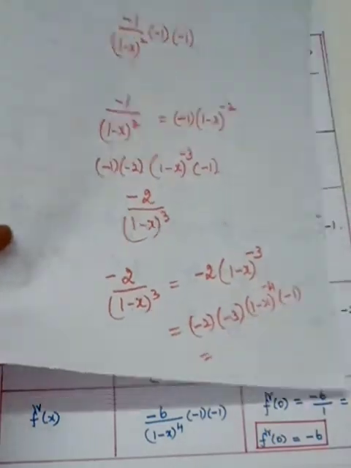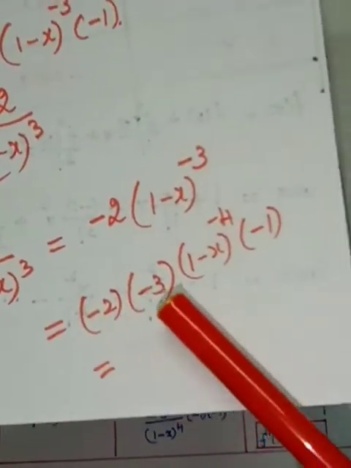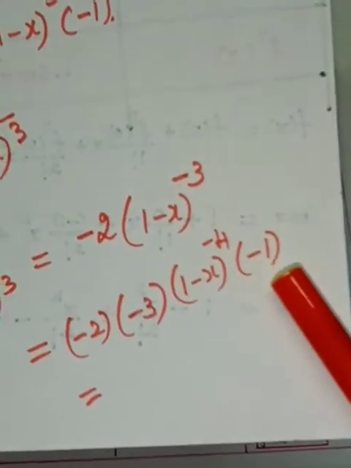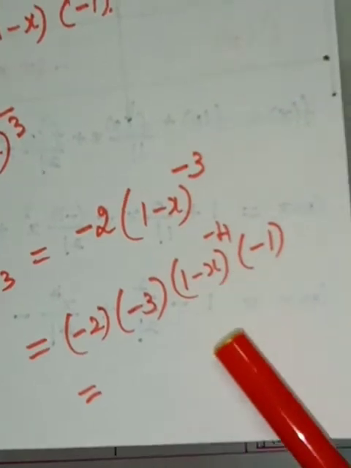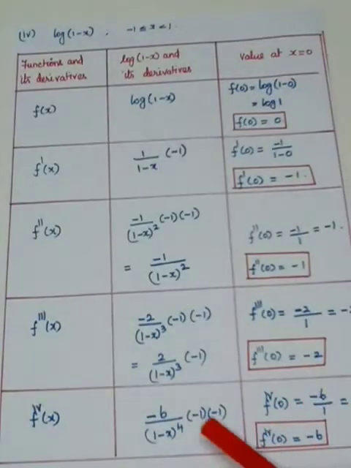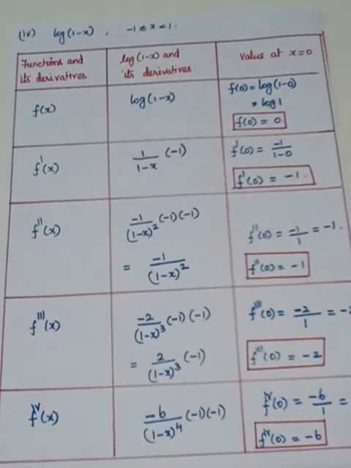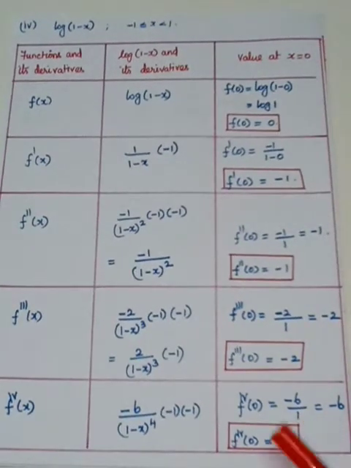Therefore your answer will become minus 2 into minus 3, that is 6. 6 into minus 1 is minus 6. So minus 6 divided by 1 minus x the whole power 4. I have written it as minus 6 into minus 1 divided by 1 minus x the whole power 4. If you substitute x as 0, the numerator is minus 6 and the denominator is 1. Therefore it is equal to minus 6. So f fourth dash of 0 is equal to minus 6.